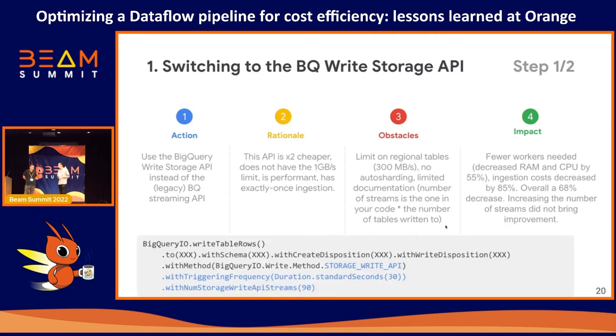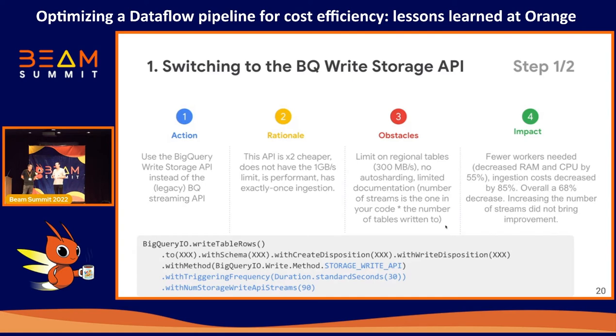For instance, here you see how you can activate the storage write API, and you see that you have to define a number of streams, and you have to do it yourself. So you kind of have to experiment a little bit. And in the end, the actual number of streams that are going to be open is not the one that you put in your code here. It's not going to be 90. It's going to be 90 times the number of tables that you're writing to in BigQuery. That might be a little bit runner dependent, but at least in Dataflow, that's what we observed. So we hit lots of quotas, undocumented ones, but in the end, it was all right.